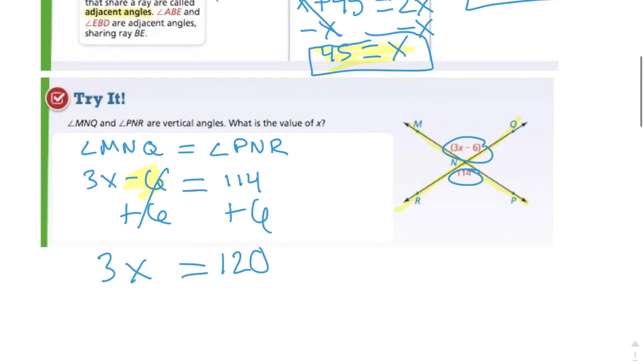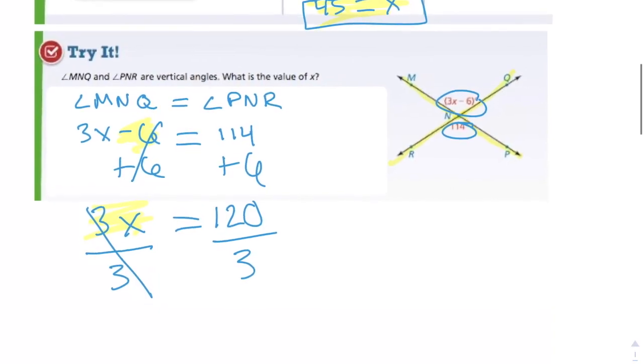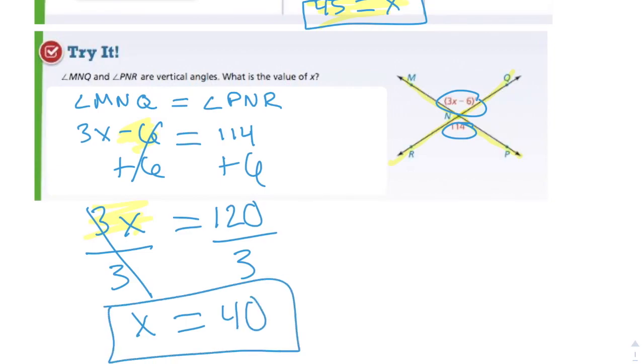Now I can undo this. Remember, when a number is right next to a variable, that means to multiply. So to undo that operation, I'm going to divide both sides by 3. These cancel out. I'm left with x is equal to 120 divided by 3, which is 40. So my x here equals 40.